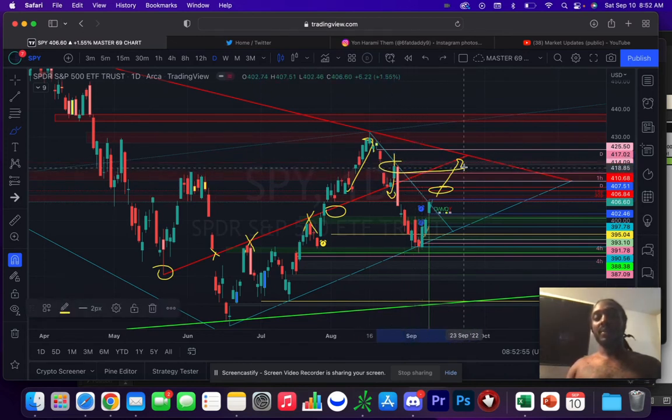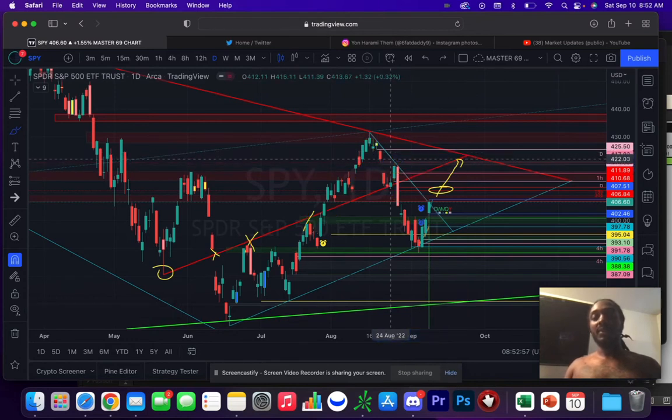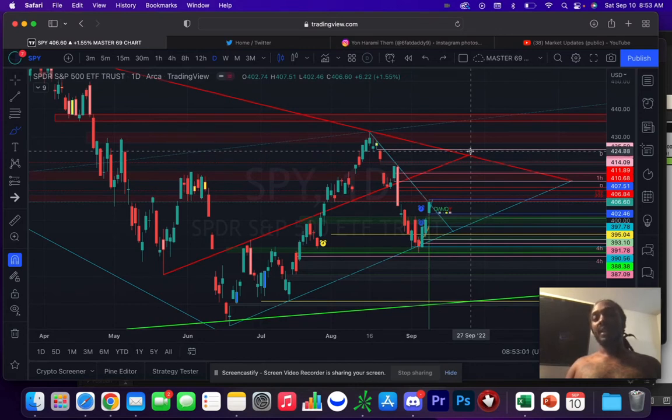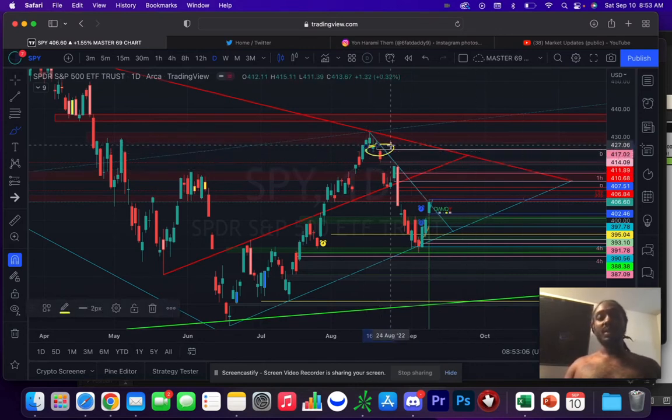Look how that lines up perfectly. Can't make this stuff up, right? So that is a very good move. And then beyond that, you would need to recapture 425, 426. You need to recapture this, and you absolutely have to recapture this.